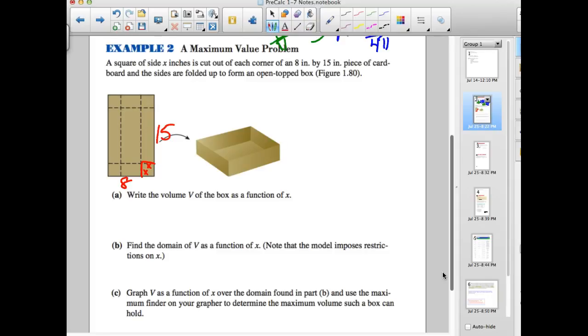Okay? So their first question is to write the volume of the box as a function of x. That means we want some kind of formula where volume is in terms of x. What do we need to know to find volume?